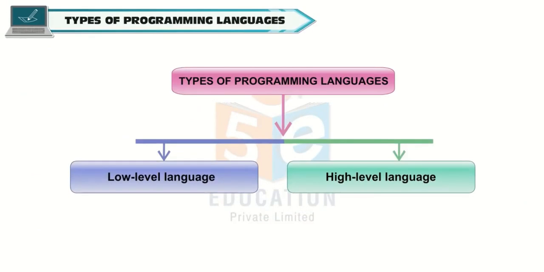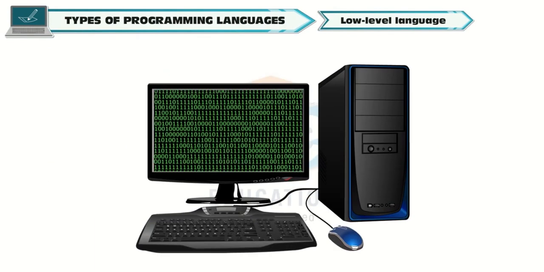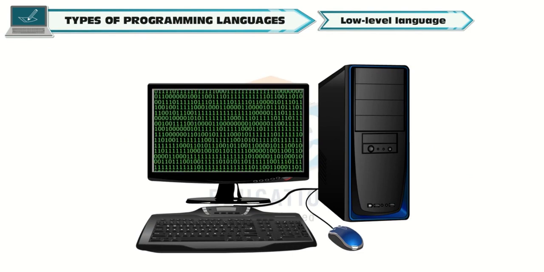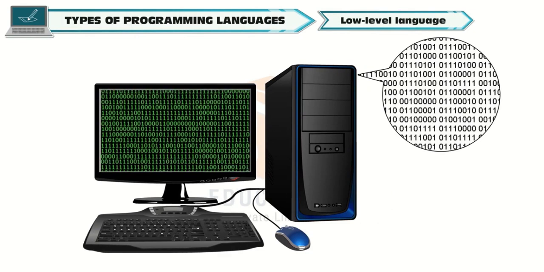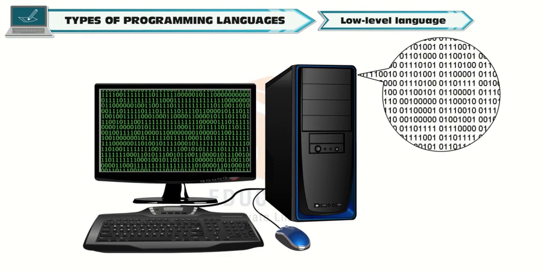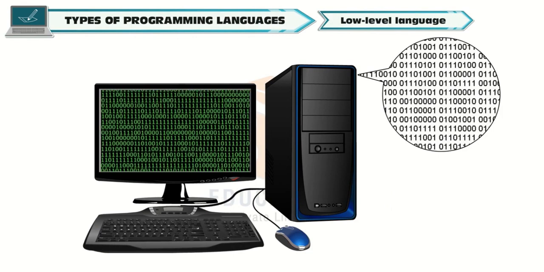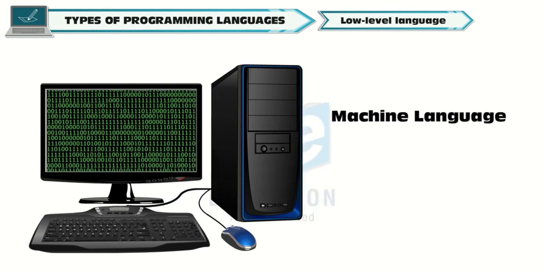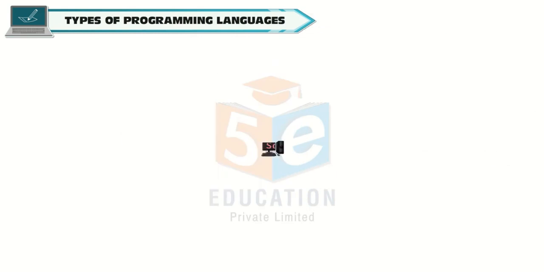Types of programming languages. The first is low-level language. Low-level languages are no different from machine code. They mostly use binary digits or symbols and are directly executed by the CPU. These languages were specifically written for one particular type of computer. Examples of low-level languages are machine language and assembly language.